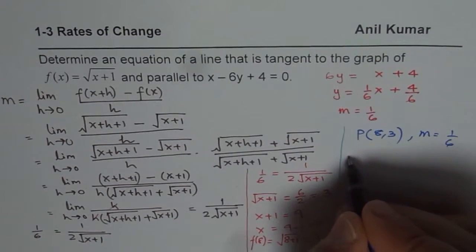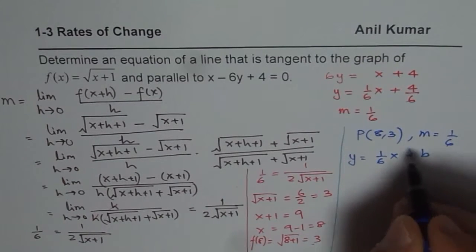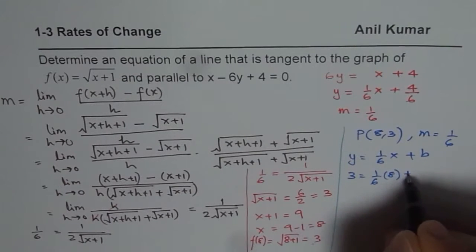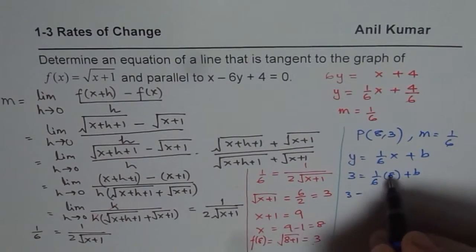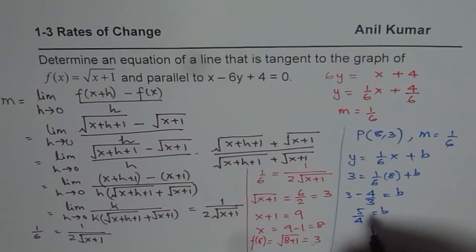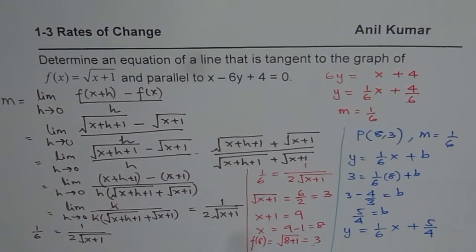So the equation could be y equals 1 over 6 x plus b. To find b, we substitute the point. So we get 3 equals 1 over 6 times 8 plus b, which simplifies to 3 minus 4 over 3 equals b. That is 9 minus 4 over 3, which is 5 over 3, the value of b. And therefore, we get the equation of the line as y equals 1 over 6 x plus 5 over 3. So that is the equation of the tangent line.